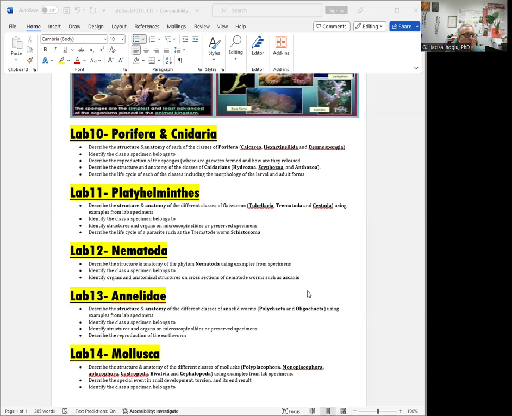So just to recap, always check the structure and anatomy, and then also remember the specimens, what they look like, and then learn some descriptions of each of the species and representative species.